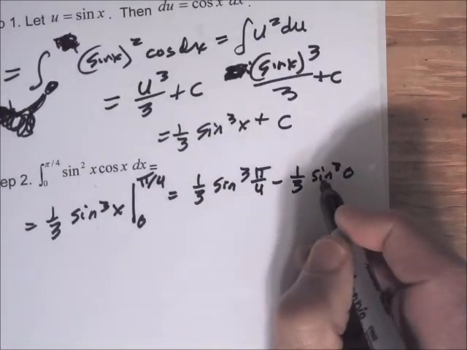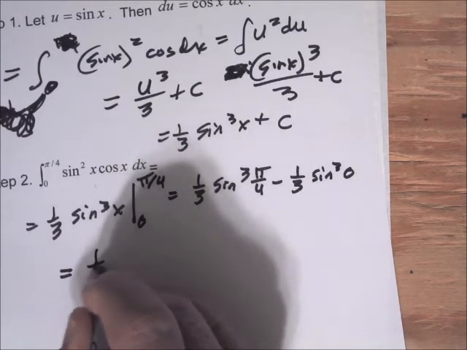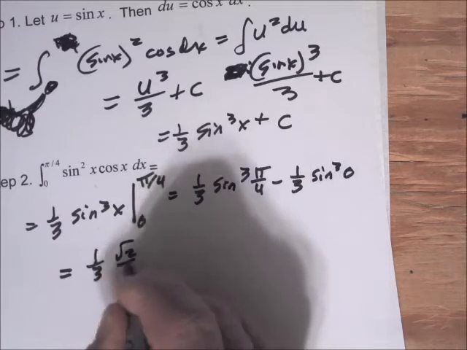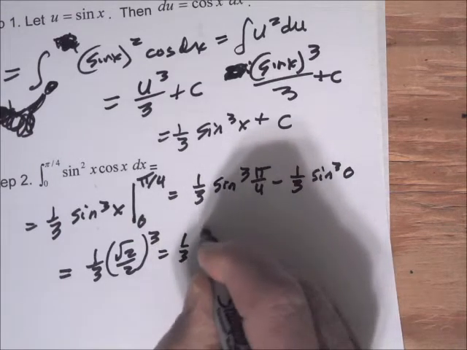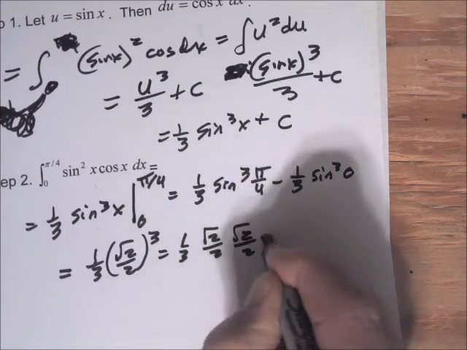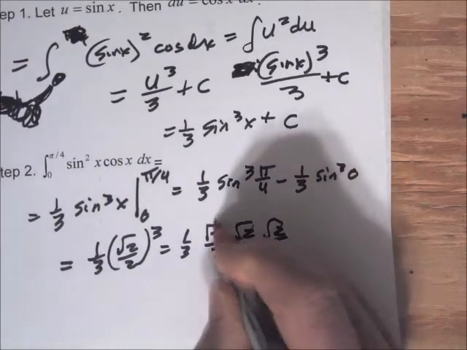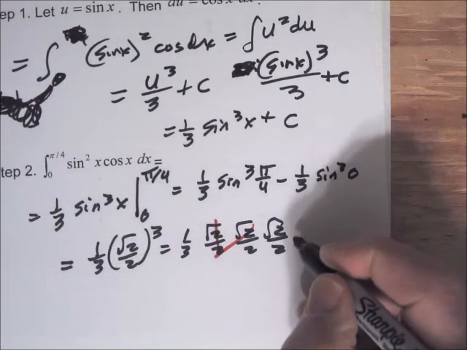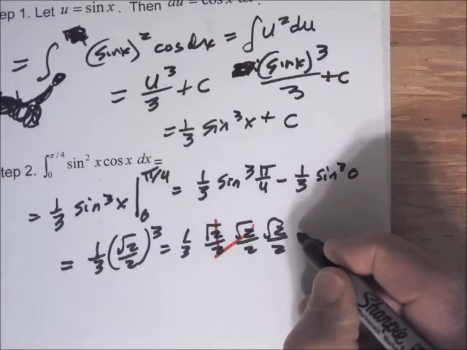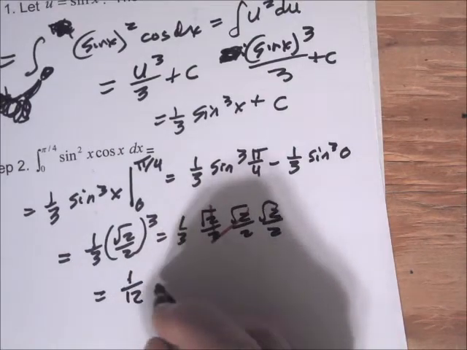Sine of 0 is 0, so the last term is going to be 0. Sine of pi over 4 is root 2 over 2, so this is 1/3 times root 2 over 2 cubed. So this is 1/3 times root 2 over 2, root 2 over 2, root 2 over 2. Root 2 times root 2 is 2, so we'll cancel 2 of these root 2's with a 2 on the bottom. And then we can multiply the denominators: 1/2 times 1/2 times 1/3 is 1/12. So the answer is 1/12 times the square root of 2.